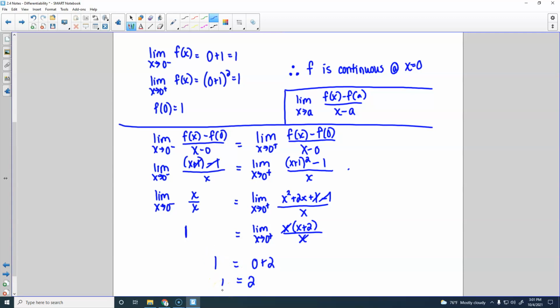Does 1 equal 2? No. Therefore, f of x is not differentiable at x equals 0. Basically, there's a sharp point, a little bend in the graph right here.